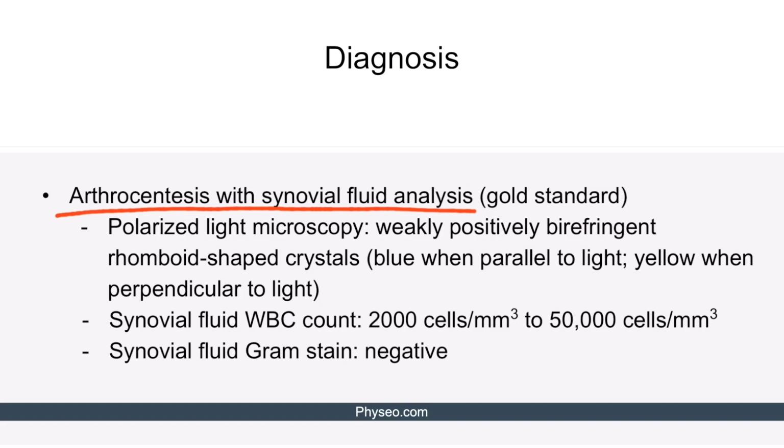In other words, if the crystal is parallel to the polarized light, it appears blue. If it is perpendicular to the light, it appears yellow. Additionally, synovial fluid white blood cell count is usually from 2,000 to 50,000 cells, suggesting non-infectious inflammation. Finally, synovial fluid gram stain is negative, favoring the diagnosis of pseudogout over septic arthritis.